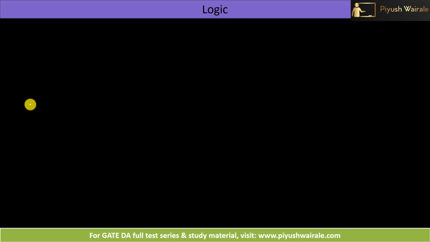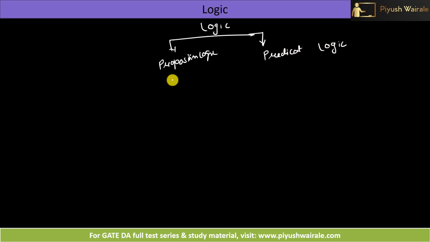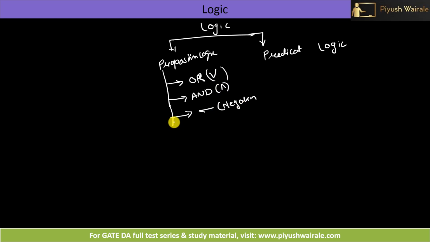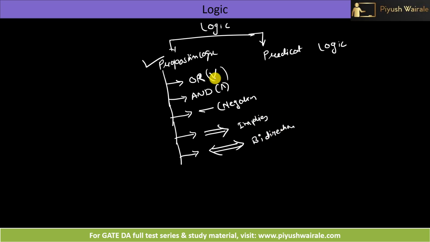So what are the different types of logic that we are focusing on? According to our syllabus, we are focusing on propositional logic, and then predicate logic, that is first order predicate logic only. Propositional logic mostly deals with the or operator and the and operator, and there are various other operators. This is the negation symbol. This is the or operator. This is the and operator. Then we have implies, and then we have the bidirectional operator. We will discuss all the operators and symbols one by one, with the proper truth tables and examples, in the next session on propositional logic.